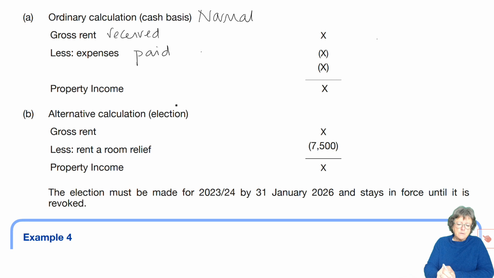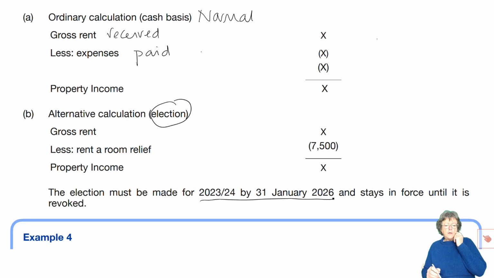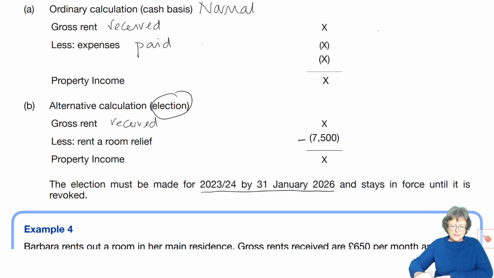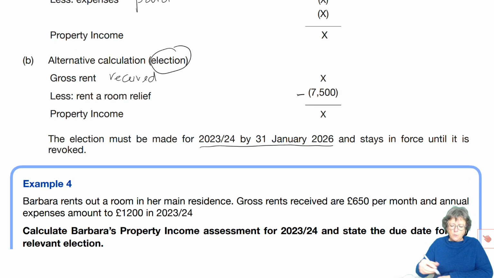However, you can elect. Now, this election has to be made by that date, and then it stays in force. Now, what you do there is the rent that is received less rent a room relief. And that's very useful if your expenses are very minor in relation to this room that you are letting out. And example number 4, we have a lady here who's renting out one room, £650 a month times 12, 7,800. So that's her income, and that's her expense.